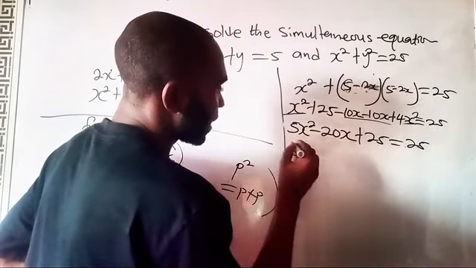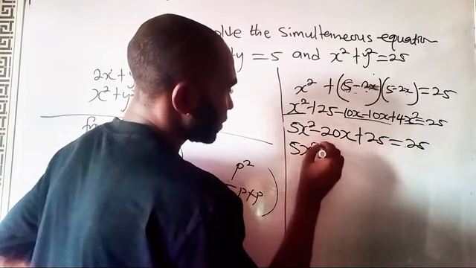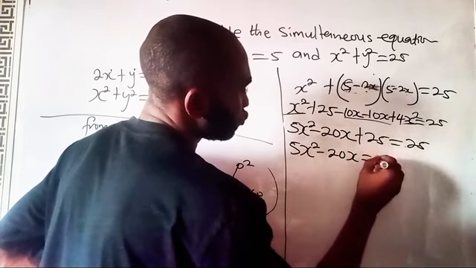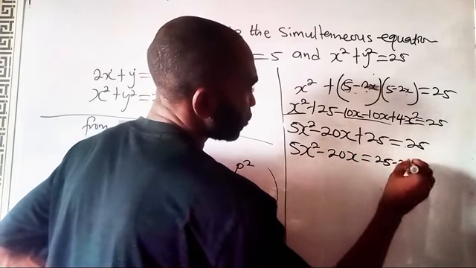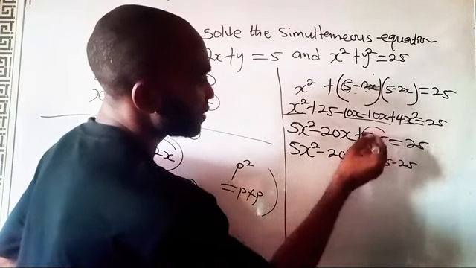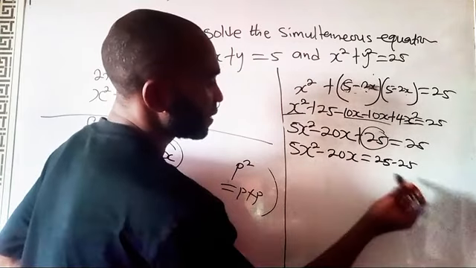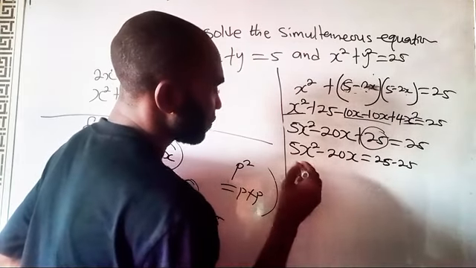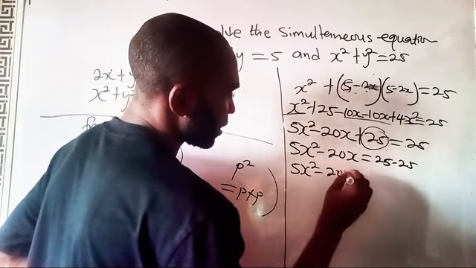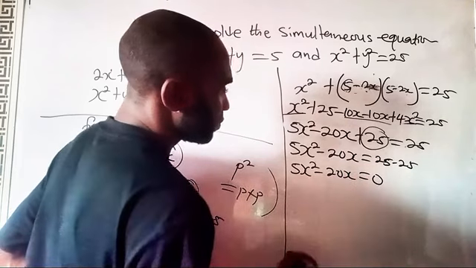So from here we now have 5x squared minus 20x is equal to 25 minus 25, right? Because when you take this plus 25 to the other side, it will change to minus 25. I will now have 5x squared minus 20x is equal to 0.